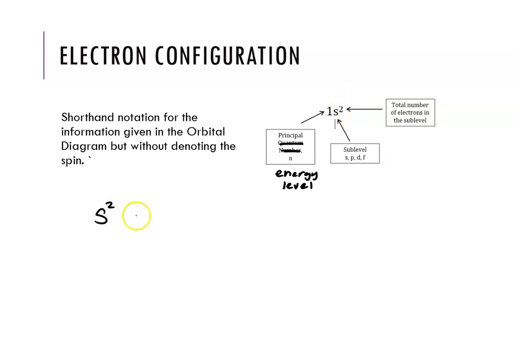So S will have a maximum of 2, P will have a maximum of 6, D will have a maximum of 10, and F will have a maximum of 14. All right, so that means that I can put up to 2 electrons in S, up to 6 in P, up to 10 in D, and up to 14 in F. So that doesn't mean I have to put all 10 electrons in the D. It means that D can be anywhere from 1, 2, 3, 4, 5, 6, 7, 8, 9, all the way up to 10. As many as we need.